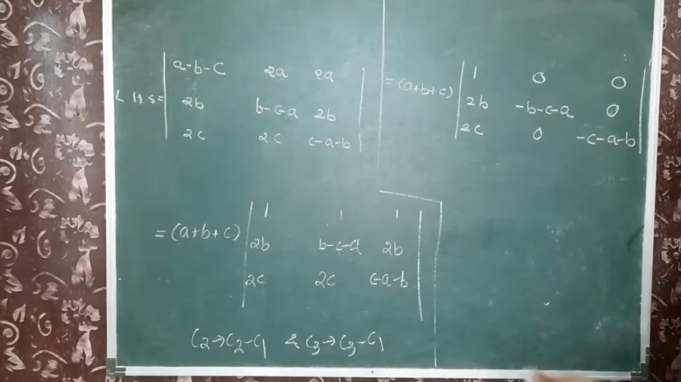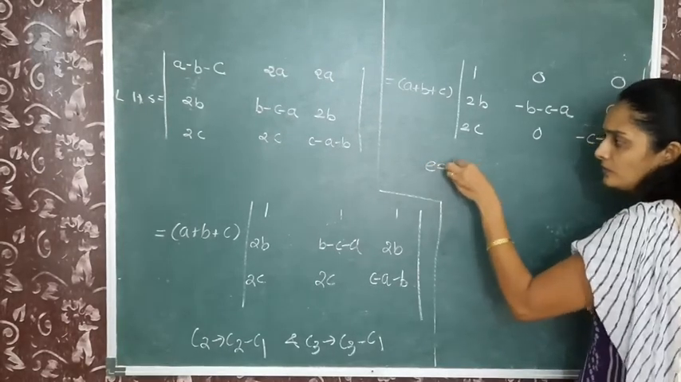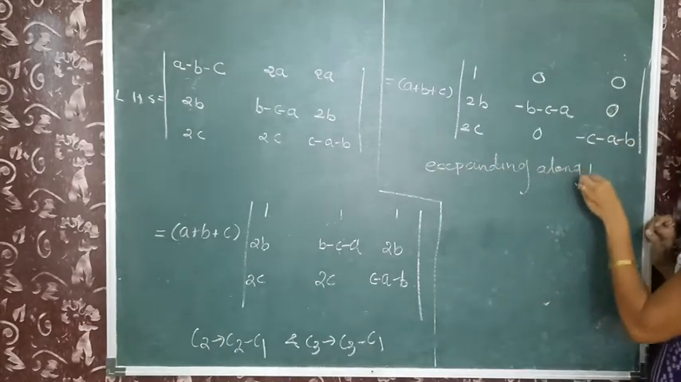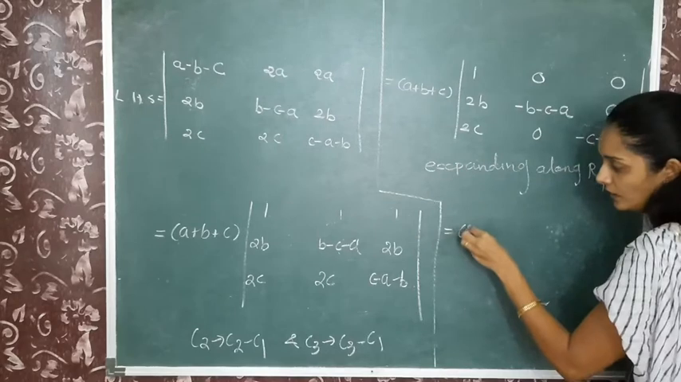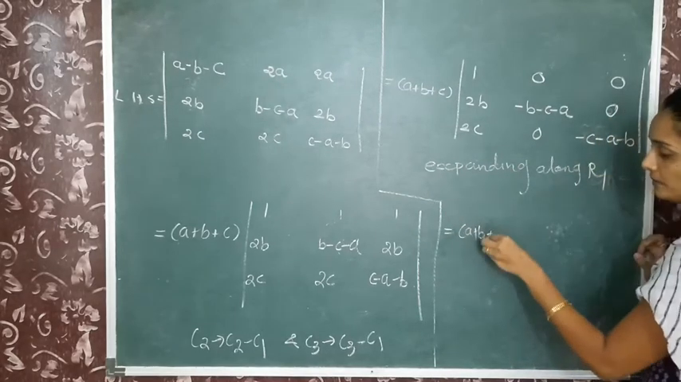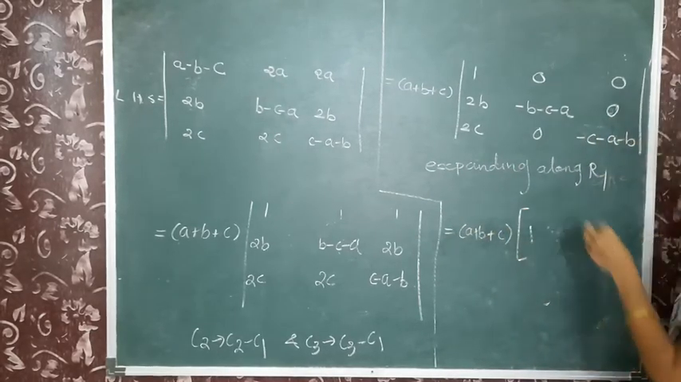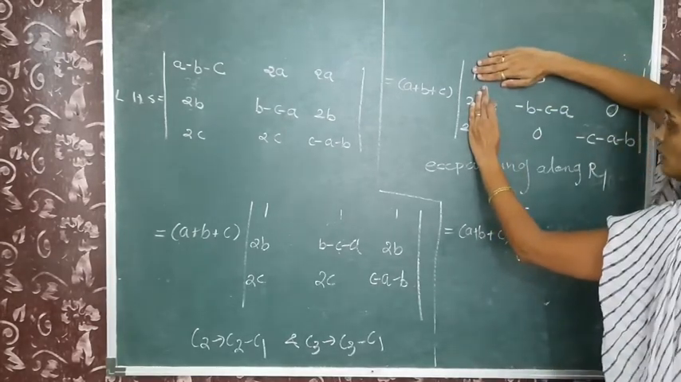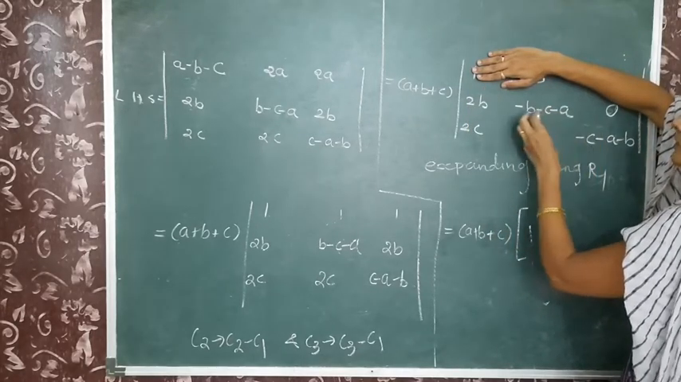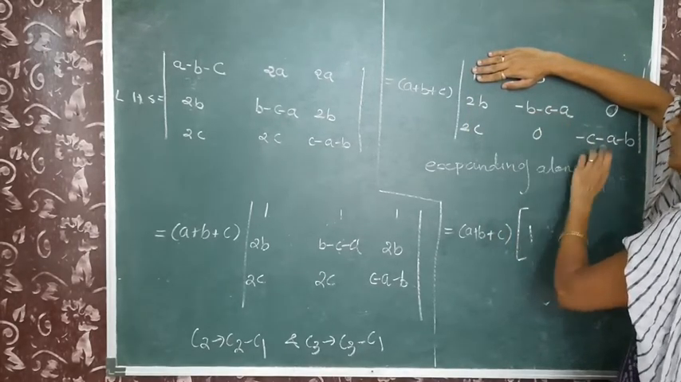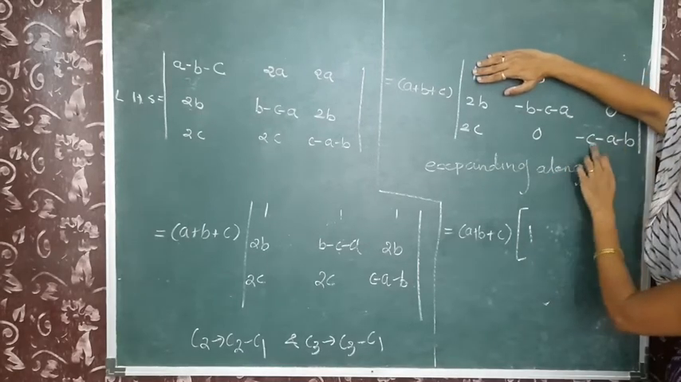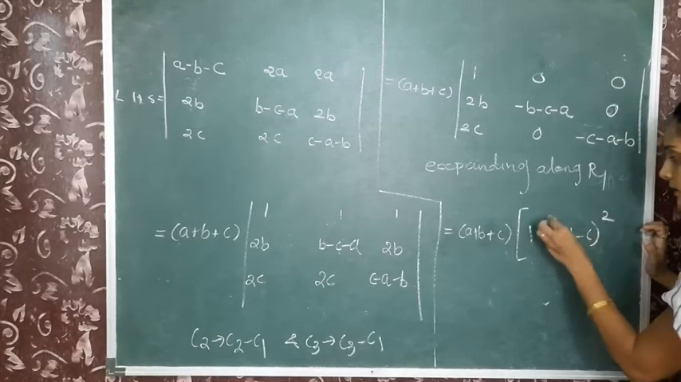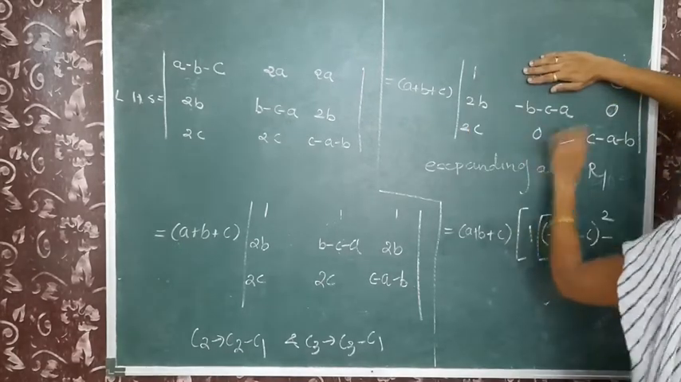Okay. Now expanding along R1. So A plus B plus C in the bracket, times 1. For 1, we have first row and first column, so we have multiplication of these two: minus A, minus B and minus C. Here also minus A, minus B and minus C. So I can write minus A, minus B, minus C whole square minus 0.